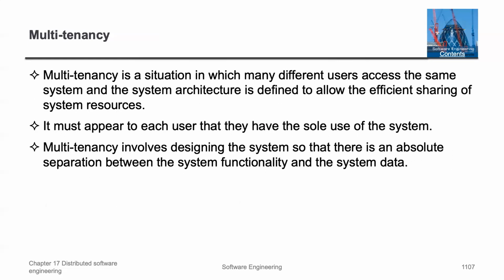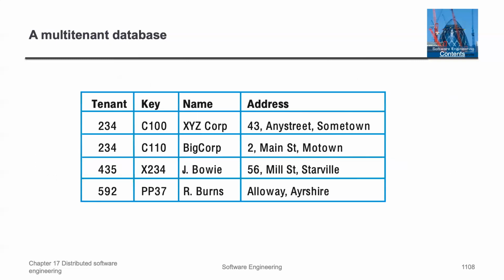Multi-tenancy is a situation in which many users access the same system, and the system architecture is defined to allow the efficient sharing of system resources. It must appear to each user that they have the sole use of the system. Multi-tenancy involves designing the system so that there is an absolute separation between the system functionality and the system data. Here is just a table of a multi-tenant database. I won't get into this, but it just gives you an idea.